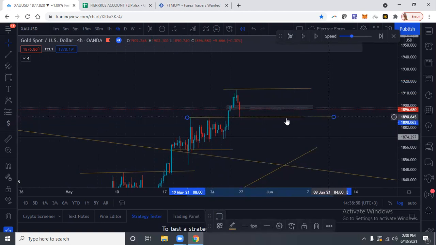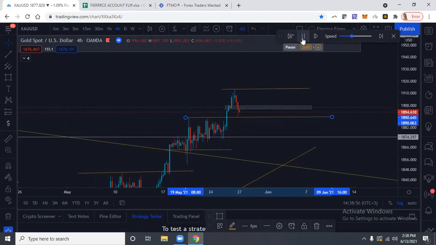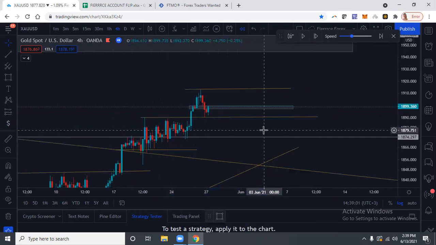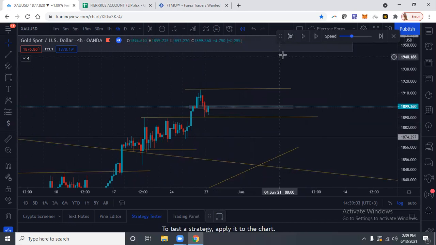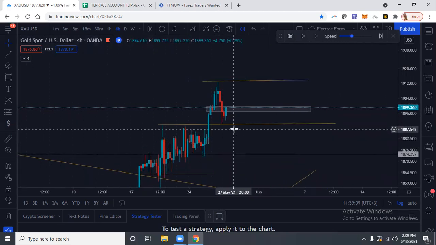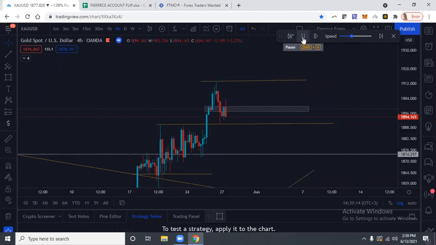So I'm just going to be watching it. Let's see. So ideally we could have taken that trade, but we missed that. That's okay. There are some trades you'll miss in the market.